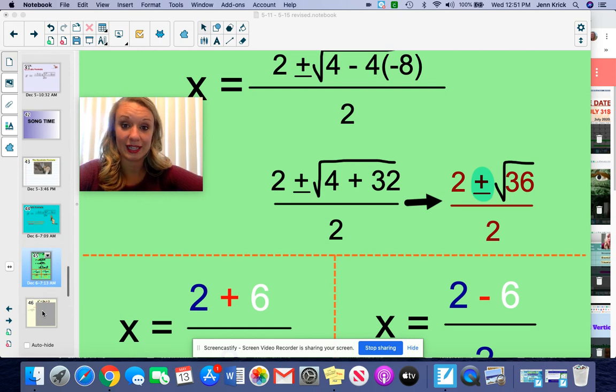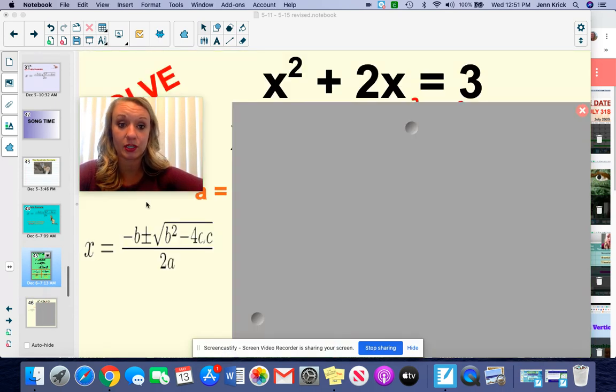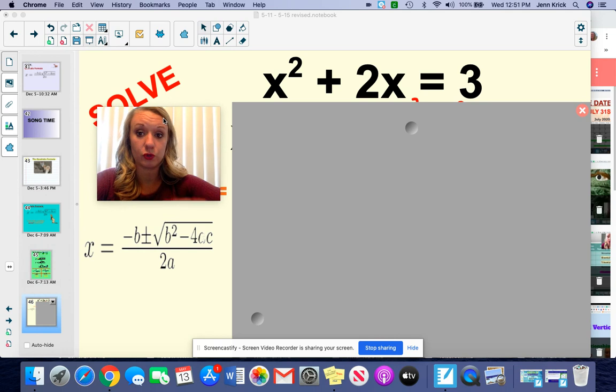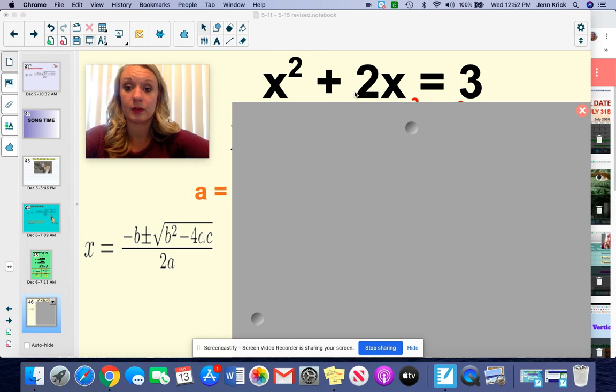Okay, let's try that again. This would be a good time for you to pause the video, see if you can do it, and see if we get the same solutions. All right, so we're given x squared plus 2x equals 3.